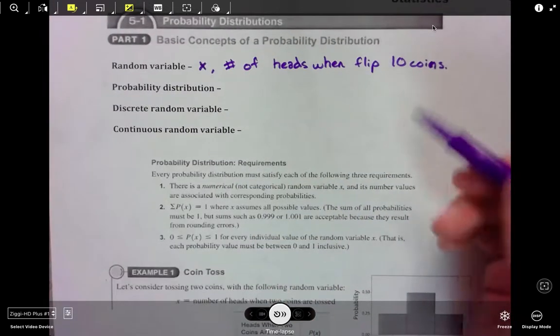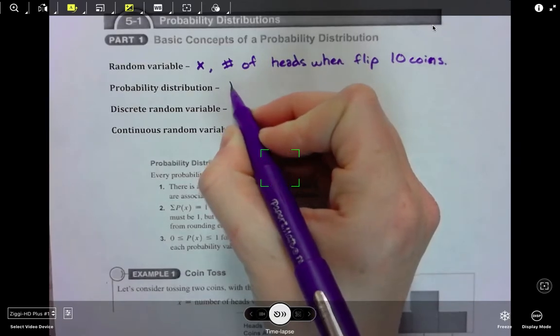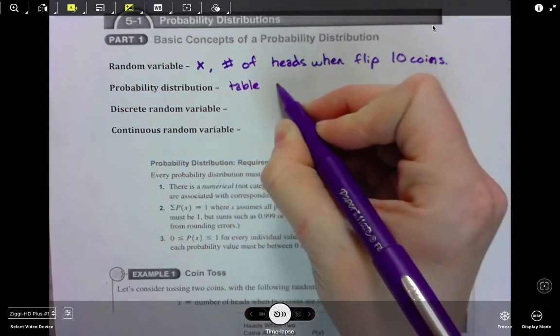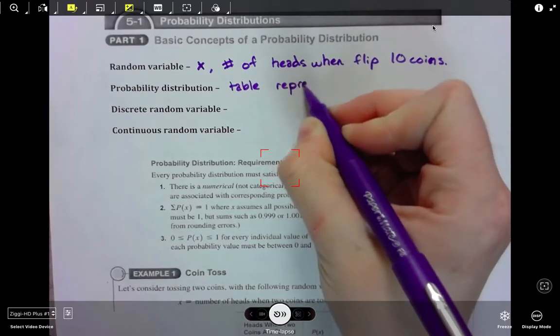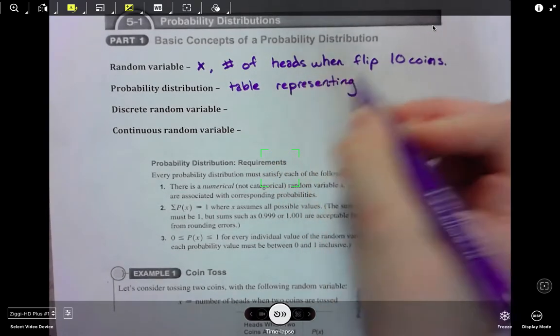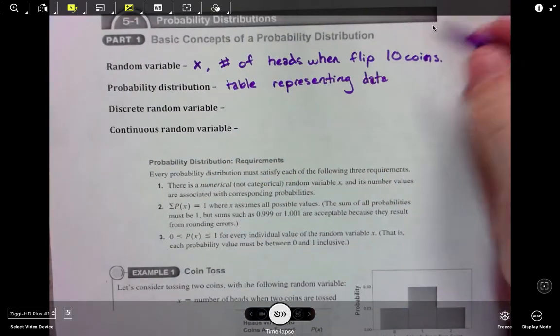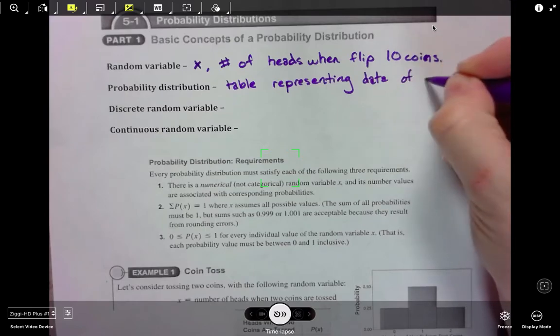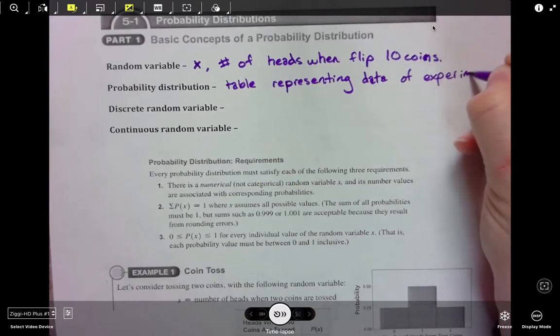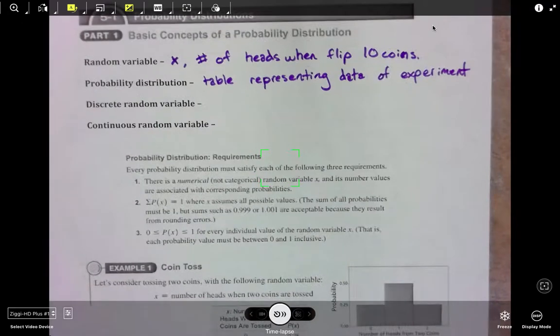A probability distribution is usually represented as a table representing the data of your experiment. So a table representing data of an experiment. So it would be like the probability of getting 10 heads, the probability of getting a certain number of heads, the probability of getting a certain number of girls when you have three children, whatever, okay?